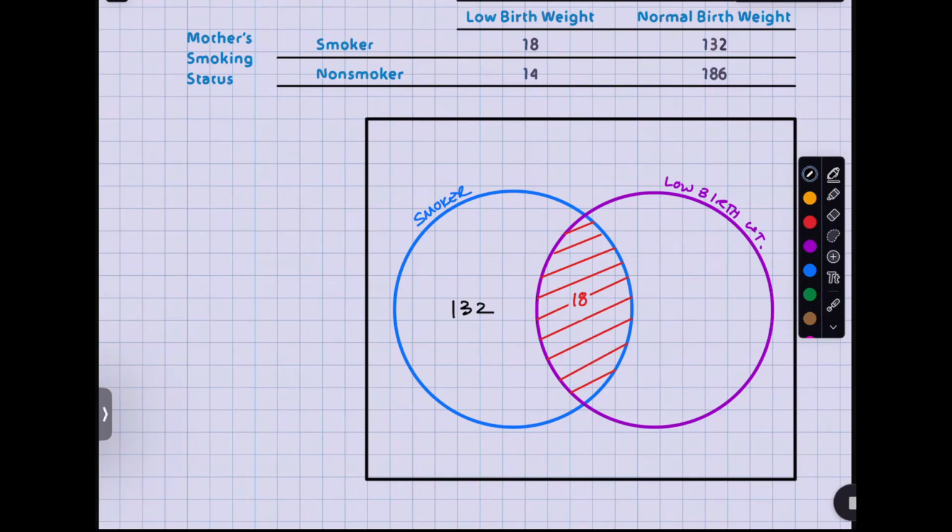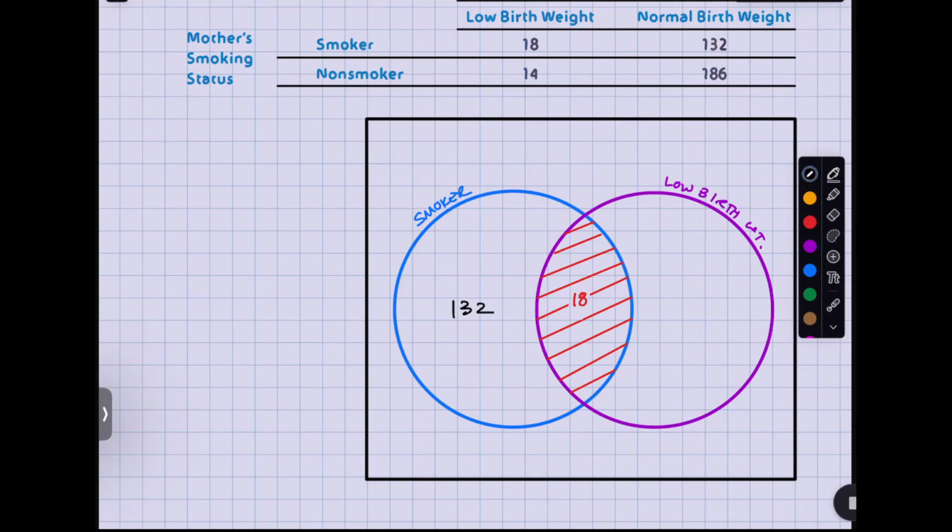Although the 132 doesn't seem like it's going to convince a mom to stop smoking when there's only 18 that has low birth weight. True? And when we finish the numbers, you're going to see more of why this makes more sense. Ready?